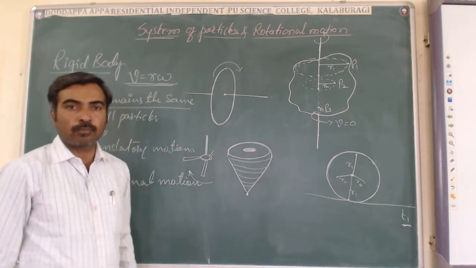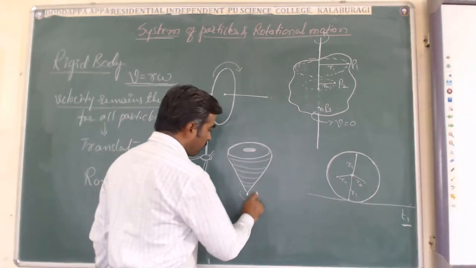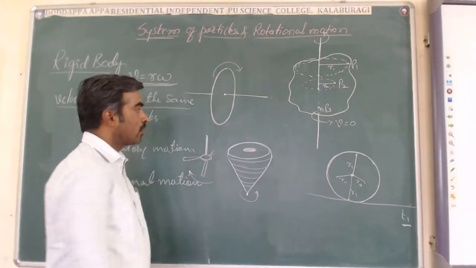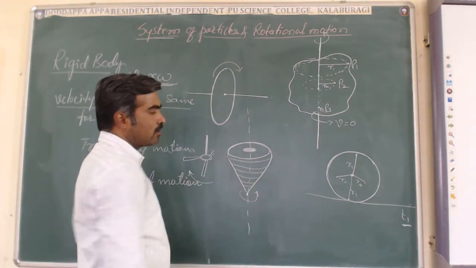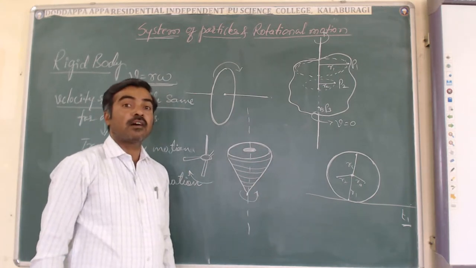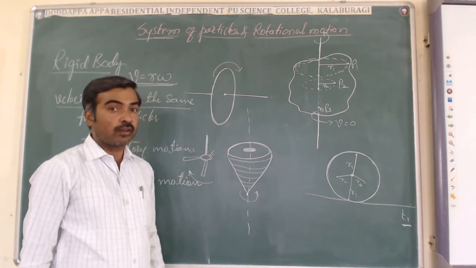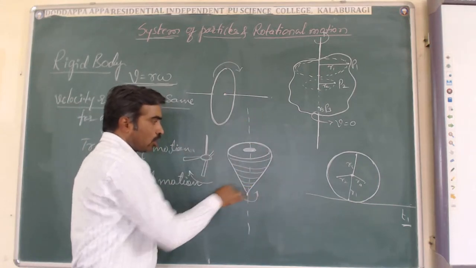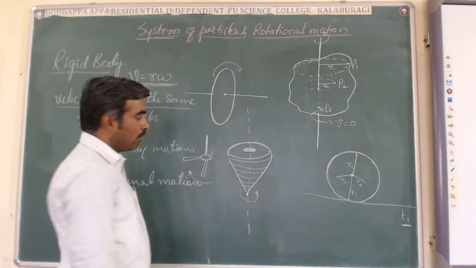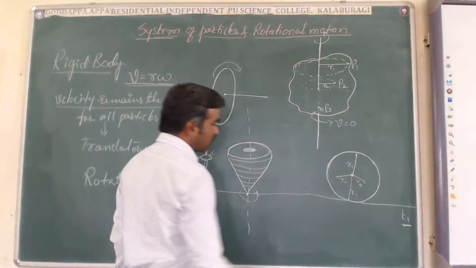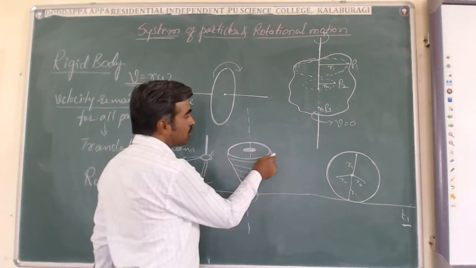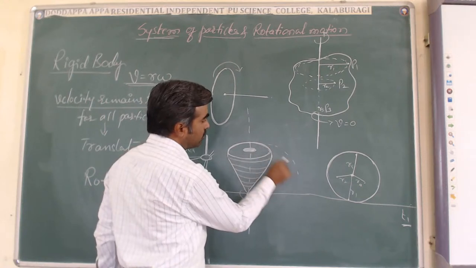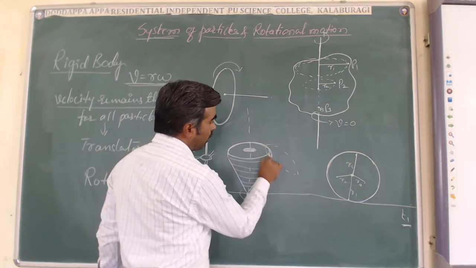Consider a spinning top. Now the top is spinning like this. Then this line is considered to be the axis of rotation. But even this spinning top can align itself with respect to the axis of rotation. Even the spinning top can change its orientation.